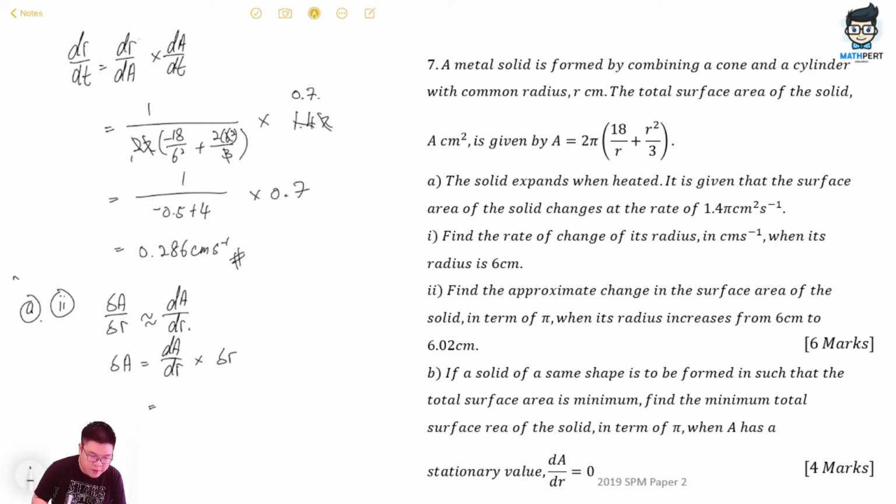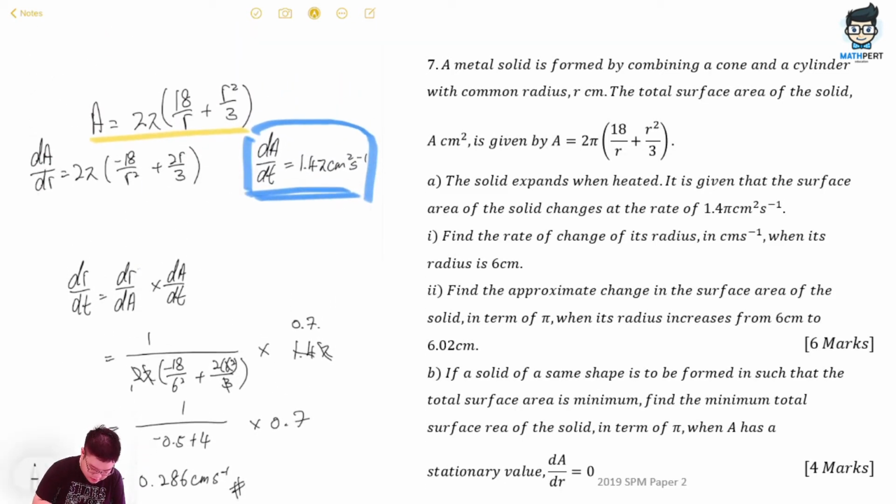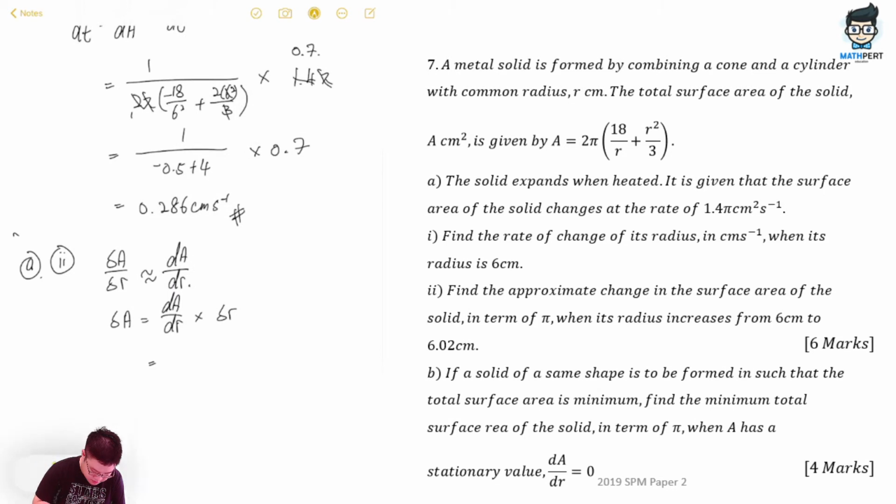So dA/dr will be 2π multiplied by (negative 18 over r² plus 2r over 3). And my δr will be from 6 cm to 6.02, meaning 6.02 minus 6.